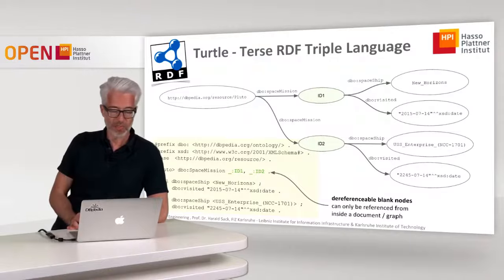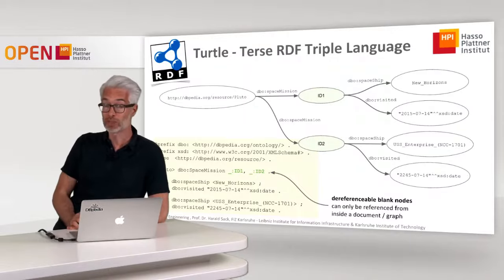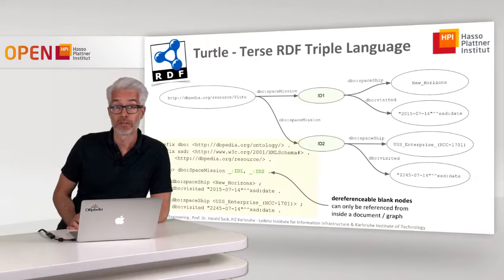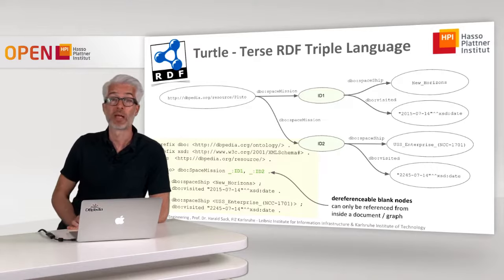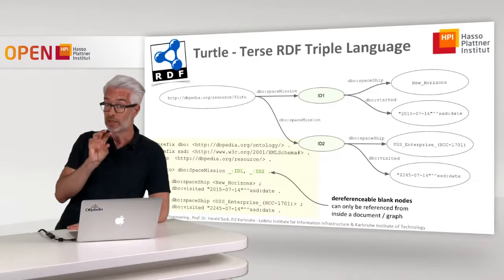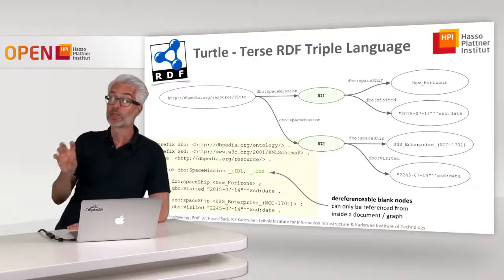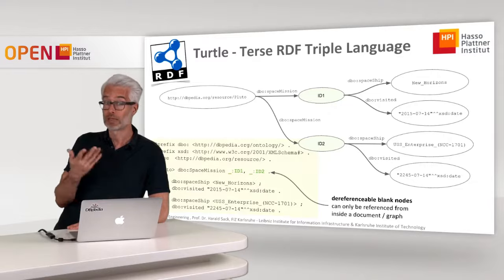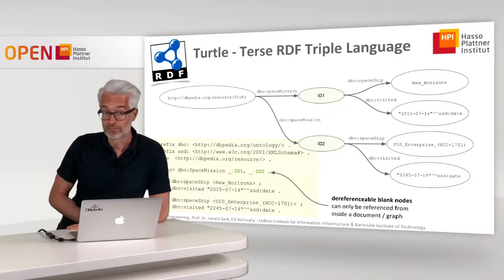So which means Pluto has been visited by two space missions which have the ID ID1 and ID2. And then you define ID1 and say ID1 has a spaceship, New Horizons, and it has been visited in 2015, and so on and so on. So these are the so-called dereferenceable blank nodes. Keep in mind this is quite handy within a unique document, but you cannot use blank node identifiers from outside. So this is not possible.